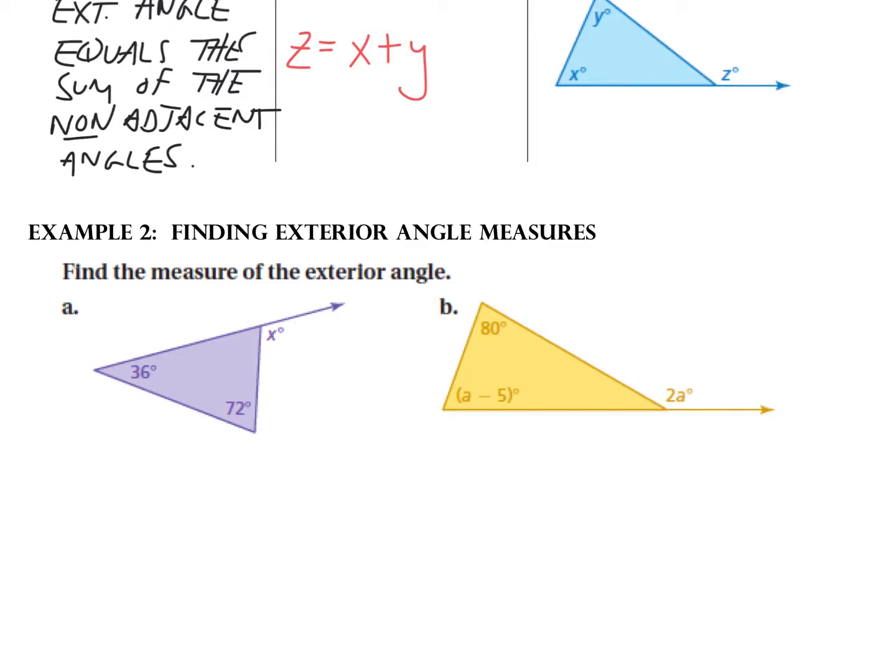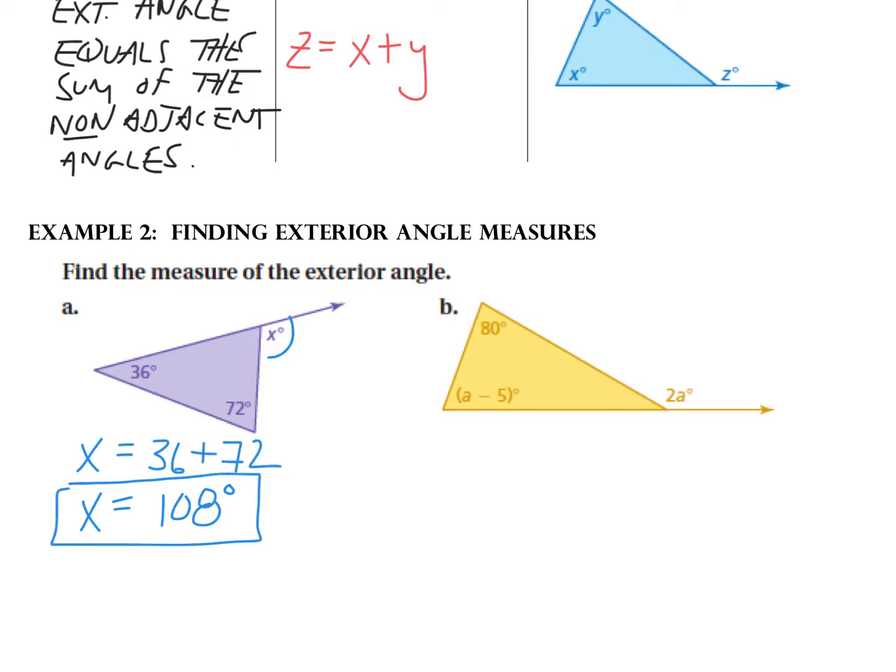So here is the exterior angle. It equals the two non-adjacents. So the 36 is not adjacent to it, it's not next to it, and neither is the 72. So I just have to add those two things together to get 108 degrees. And there's my answer for that x degree.